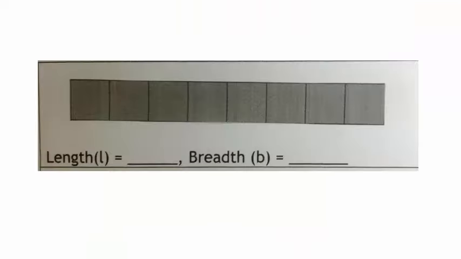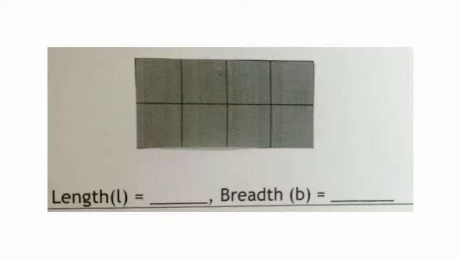Remember, area of a rectangle is equal to length into breadth. Suppose the length is equal to 8 and the breadth is equal to 1, then we know the area is equal to 8 square units. Similarly, if the length is equal to 4 and the breadth is equal to 2, then also the area is equal to 8 square units. Have you observed the length has decreased, the breadth has increased?